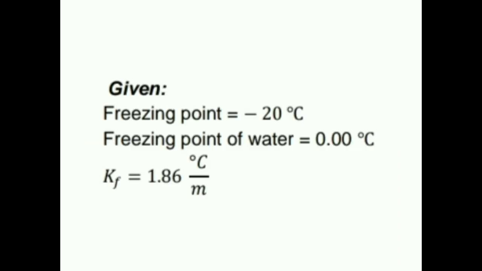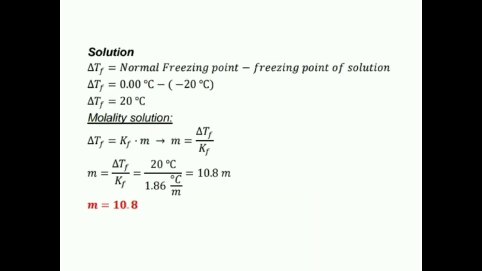For problem number 4, a solution of propylene glycol, or the antifreeze in the car's radiator, has a freezing point of negative 20 degrees Celsius. What is the molality of the solution? Given the freezing point is equal to negative 20 degrees Celsius, the freezing point of water is 0 degrees Celsius, and Kf is equal to 1.86 degrees Celsius over m. To find the change in the freezing temperature, we need to subtract the freezing point of the solution from the normal freezing point, and that is 0 degrees Celsius minus negative 20 degrees Celsius.